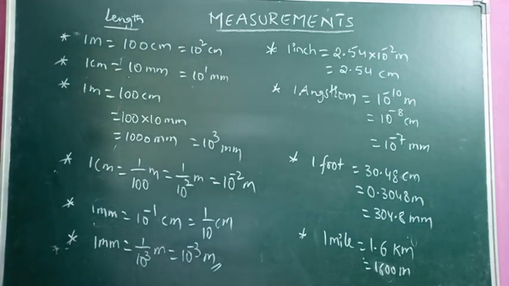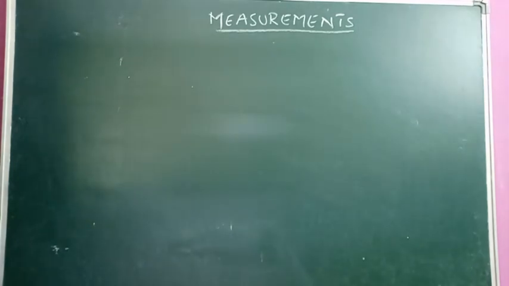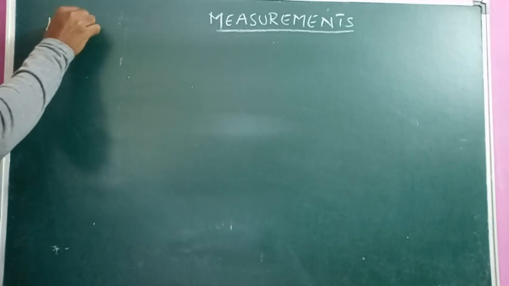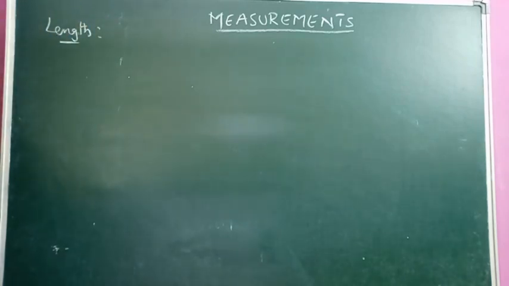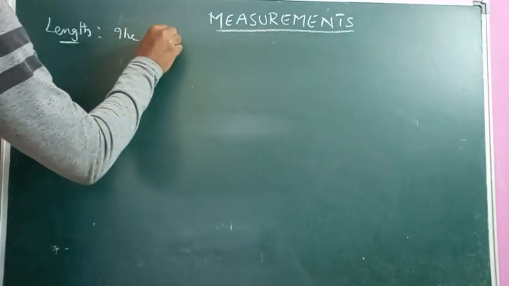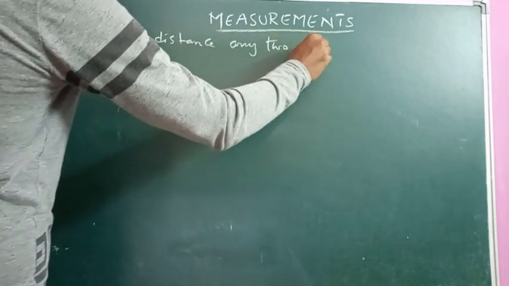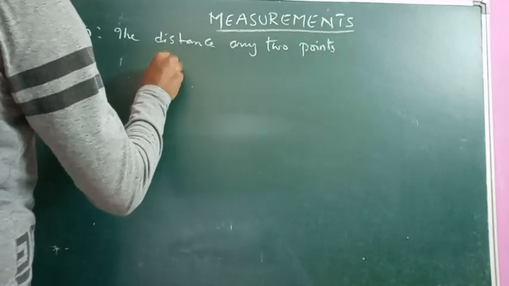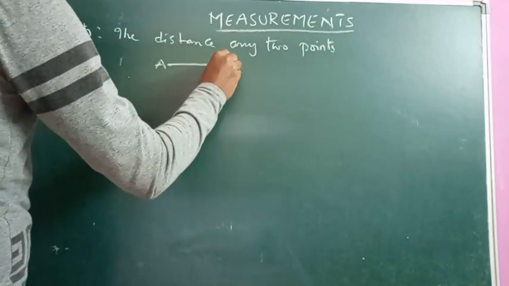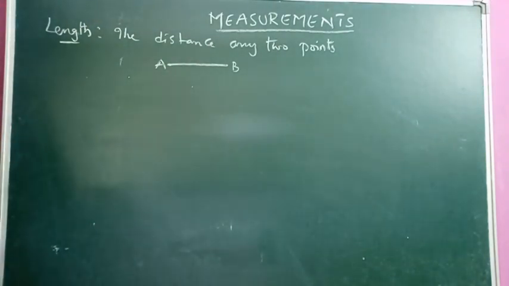Okay, and what is length? How can we define the term length? Length can be defined as the distance between any 2 points. Here A and B are the 2 points. The distance between A and B, we call it a length.